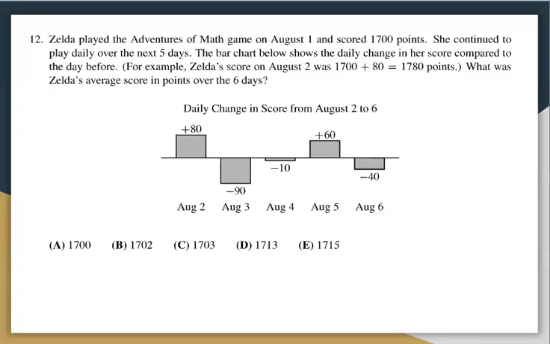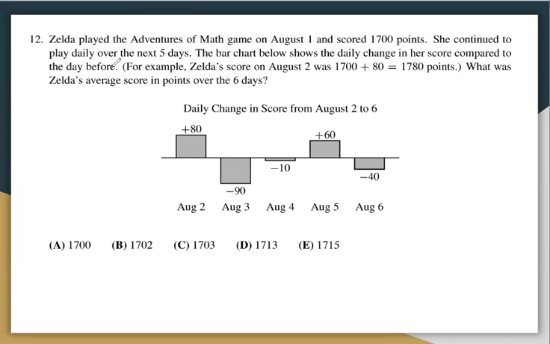Hello, so we have number 12 from 2024 AMC 10A. So we have the average problem. Zelda played the Adventures of the Math game on August 1st, and the score was 1700. So that's the previous day.